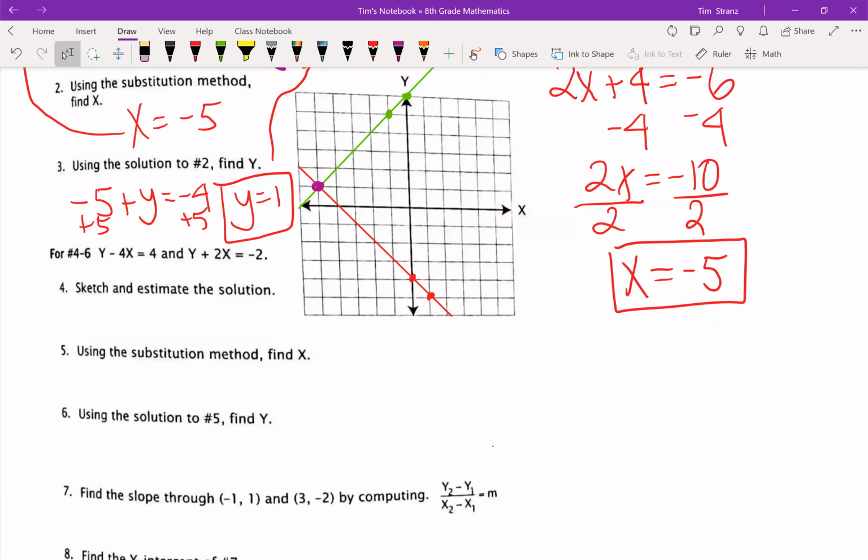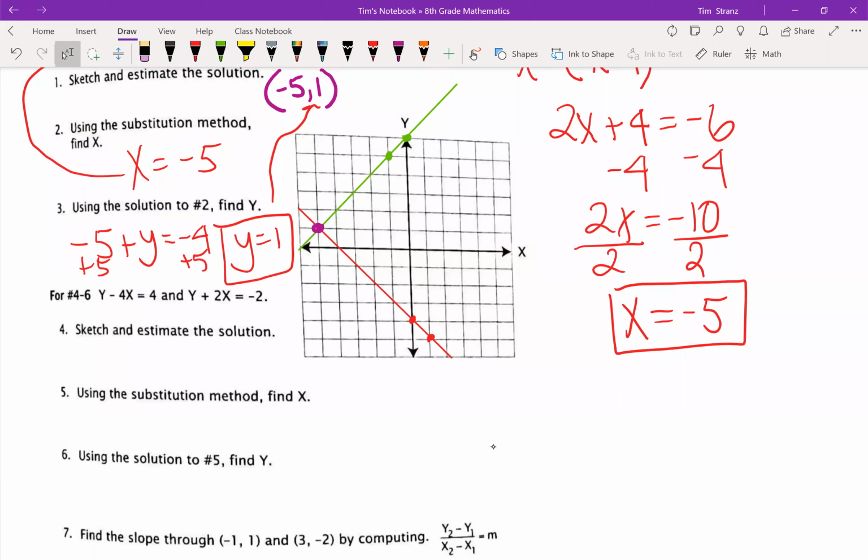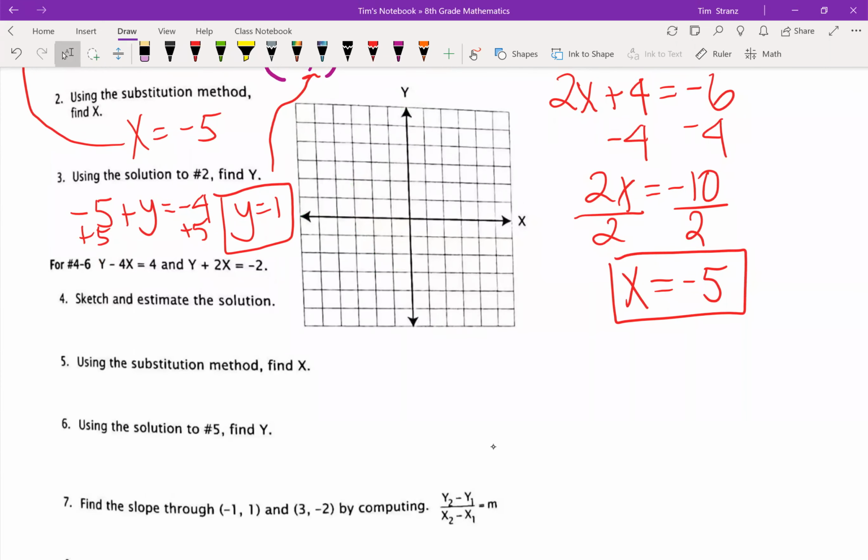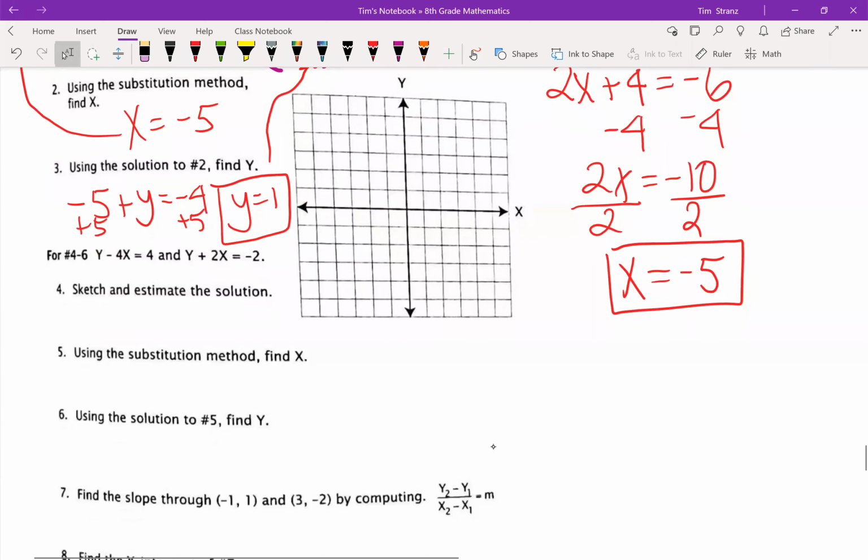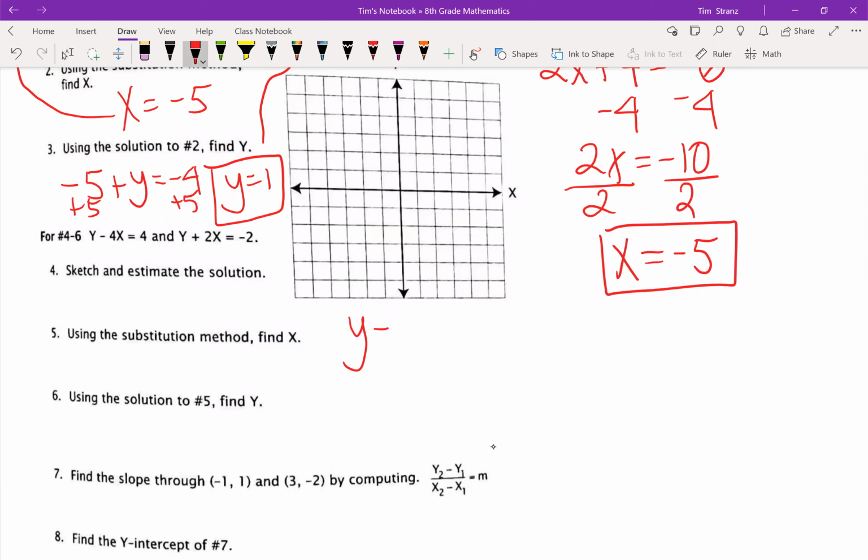So we've got y minus 4x equals 4 and y plus 2x equals negative 2. Okay, I'm going to erase my graph up here because I'm going to need it again. I'm going to change both of them into slope-intercept form so I can graph them. So let's change the first one. We've got y minus 4x equals 4. To change that into slope-intercept form, I'm going to add 4x to this side, add 4x to this side. I get y equals 4x plus 4.